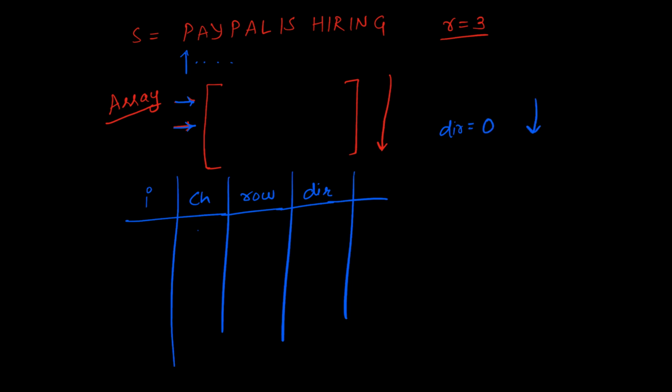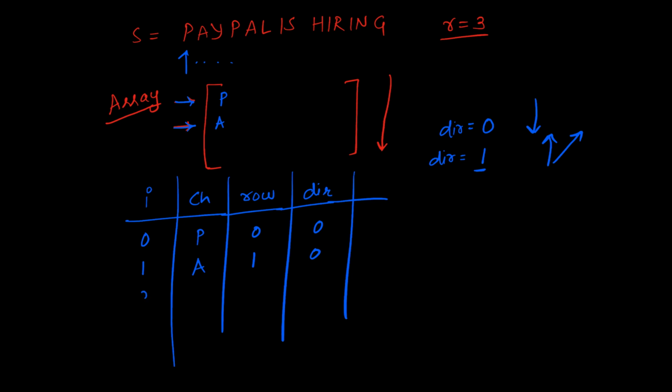For this demo, we'll set direction as 0 when we are moving downwards and direction as 1 when we are moving upwards. To begin with, i will be 0, row will be 0, and the direction will be 0 as well as we are going downwards. So we'll append P to the first row, that is row number 0. For the next run, i and row will be incremented. The direction will stay as is. The next character is A. We'll append A to the second row, that is row equal to 1.